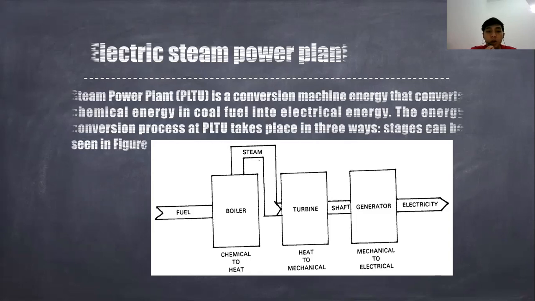First, the chemical energy in the fuel is converted into heat energy in the form of pressurized, high temperature steam. Second, heat energy or steam is converted into rotational mechanical energy. Third, the mechanical energy is converted into electrical energy.